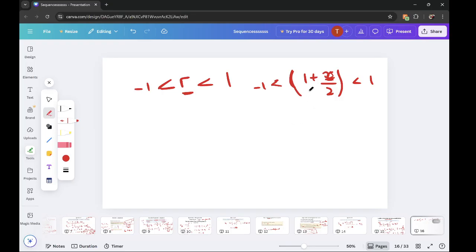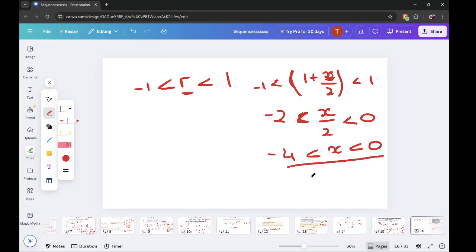Now we solve this. We bring 1 to this side, we bring 1 to this side. So -1 here, -1 here. It goes -2, and this one becomes 0, because it goes -1 this side, -1 this side, so it becomes -2, and 1 minus 1 is 0. And then we multiply by 2. So x is greater than -4 and less than 0, as 2 multiplied by 0 is just 0, and 2 multiplied by -2 is -4. So for these values of x, it converges.